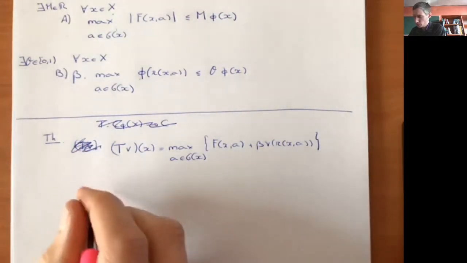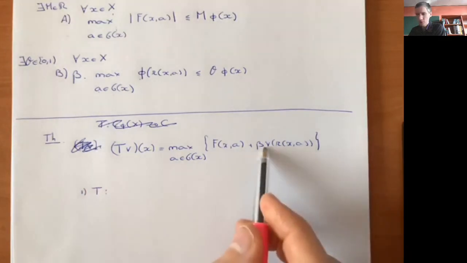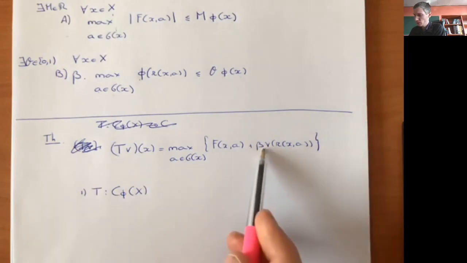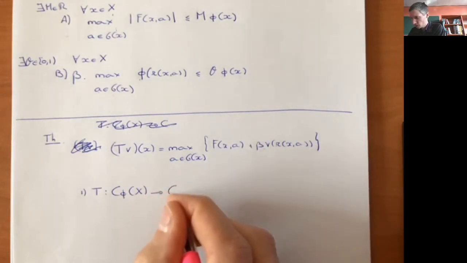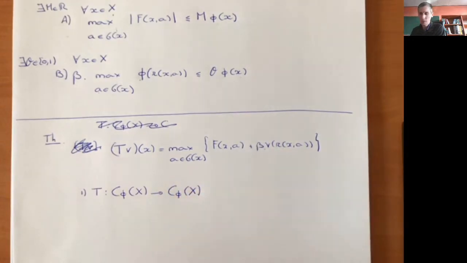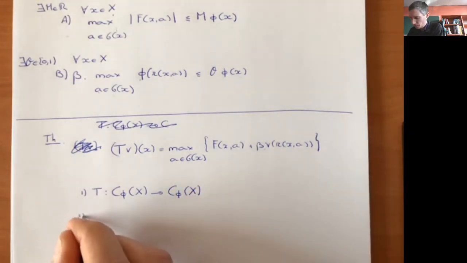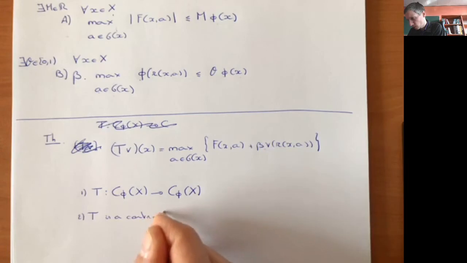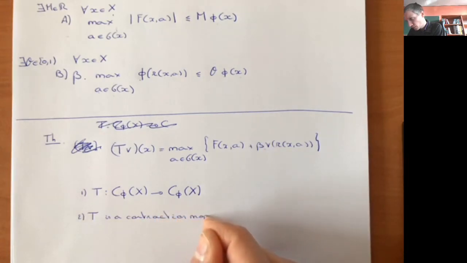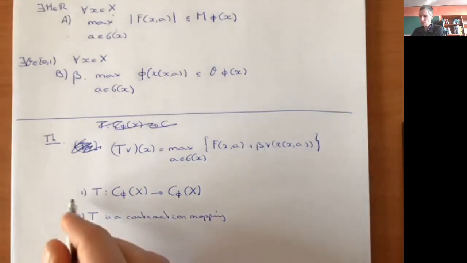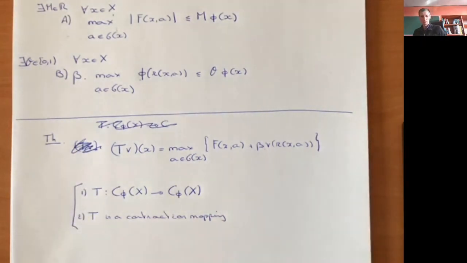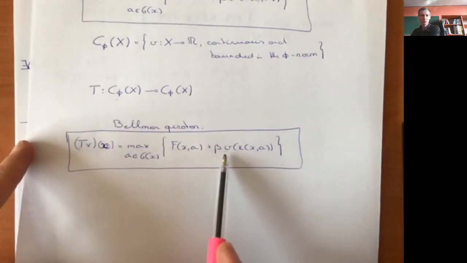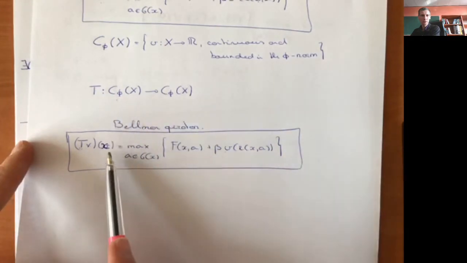So first of all, we're going to show that T takes a function v in C_phi(X). If I plug in a function from this set, then it will give me another function from the same set. So T is an operator. This is basically what it says. And then second, we're going to show that T is a contraction mapping. So now we look at this condition here, showing indeed that T is well defined, takes a function from this set to this set, and second, that it's a contraction mapping.